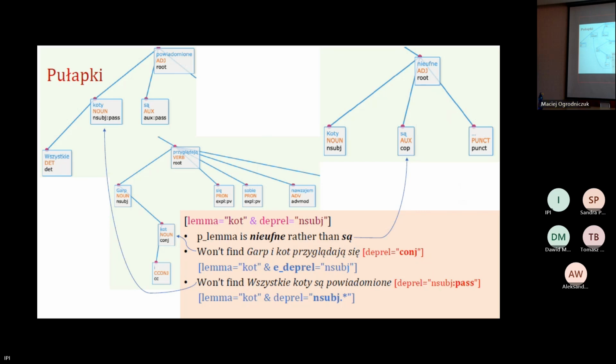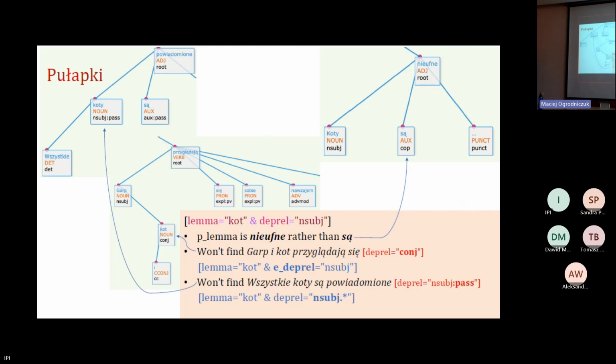There are some, how to say pułapka in English? Traps, yeah, traps. So if you use something like that, where lemma is kot and function is nominal subject, then you might be surprised that the predicate could be something like nieufne. So koty są nieufne. Są is a function word, it is dependent. So that's the reason.